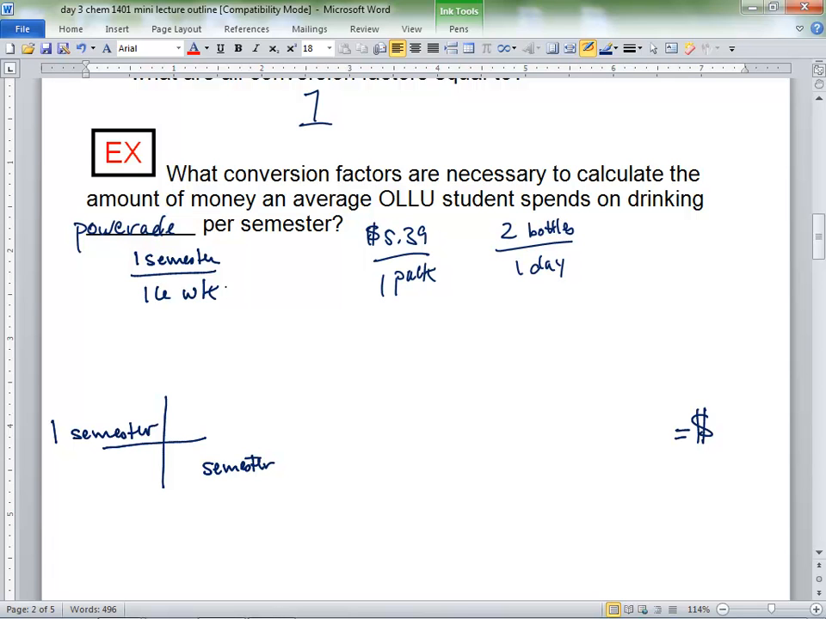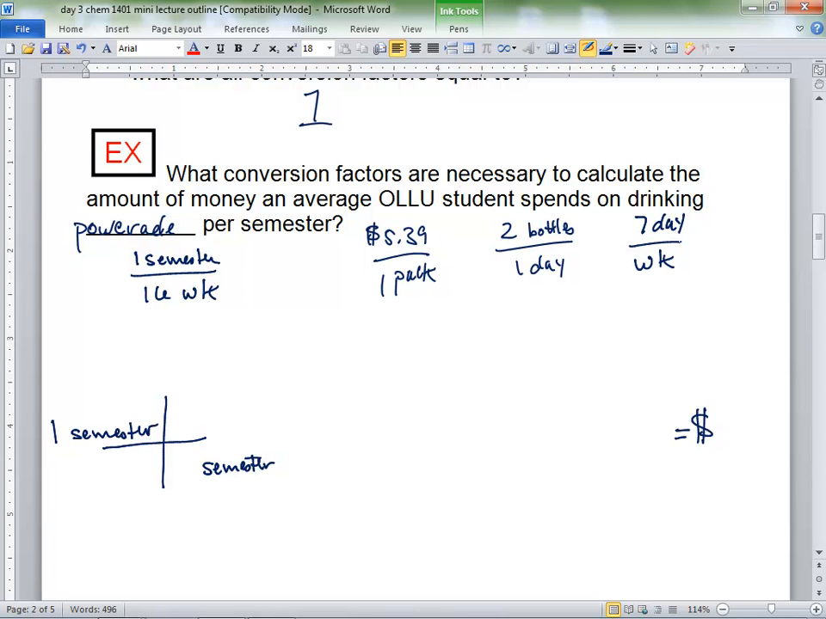We're going to keep on writing these conversion factors until hopefully we have enough information. What other piece of missing information can you see that we're going to need? Jonathan, can you see a missing piece of information up here that we're going to need in order to go from semesters all the way to money? How many days in a week? That's a good one. We're going to need that one, right? There's 7 days in a week.